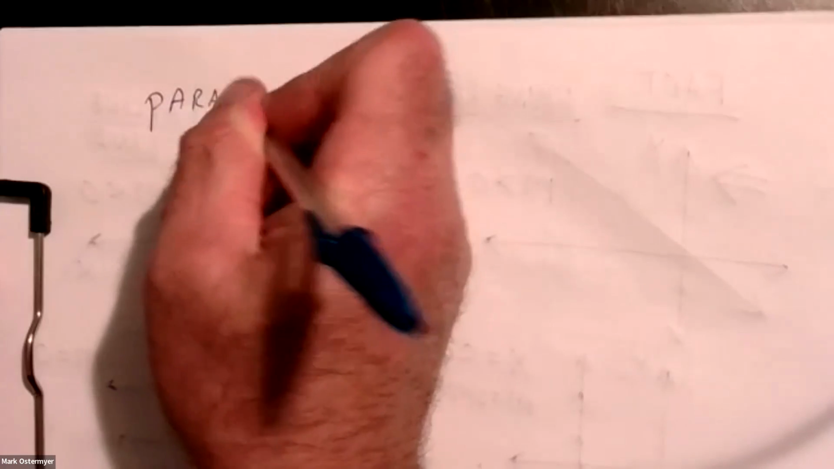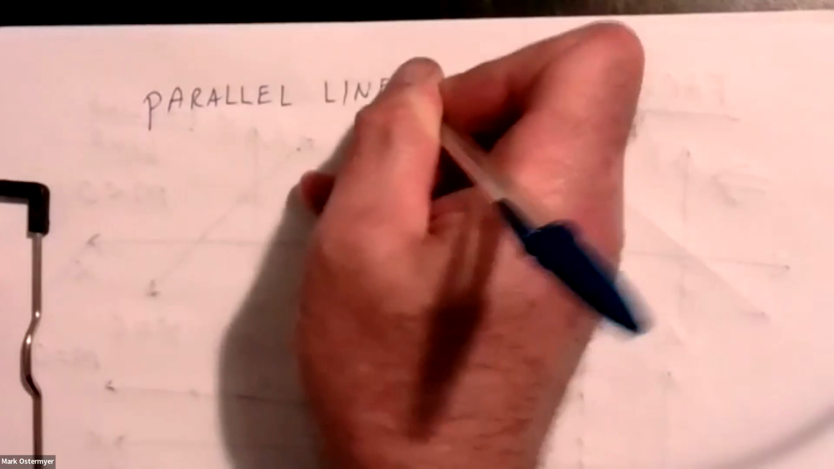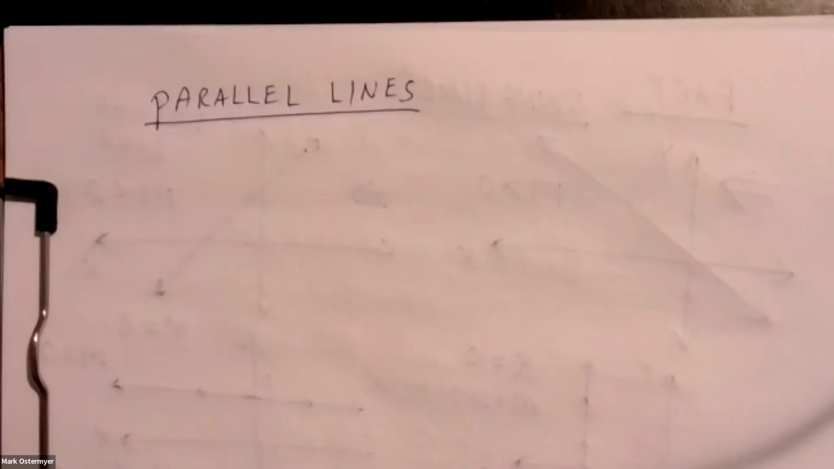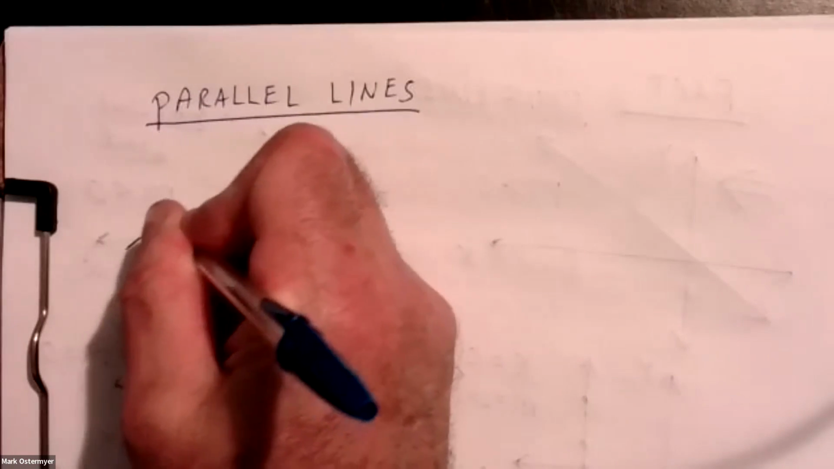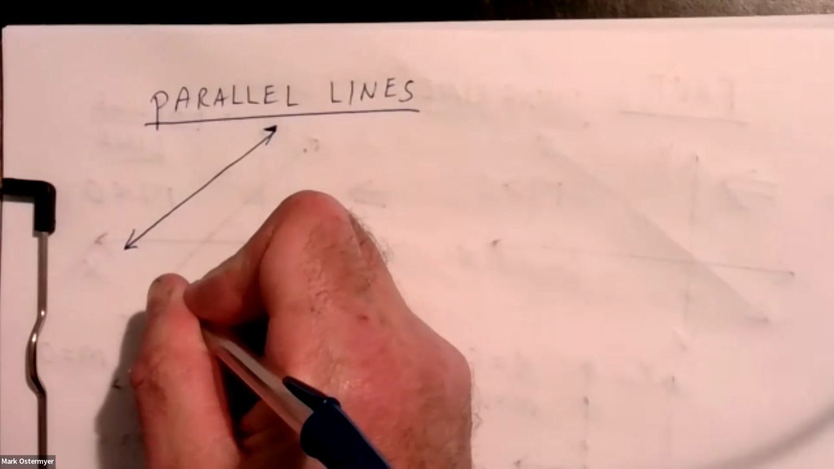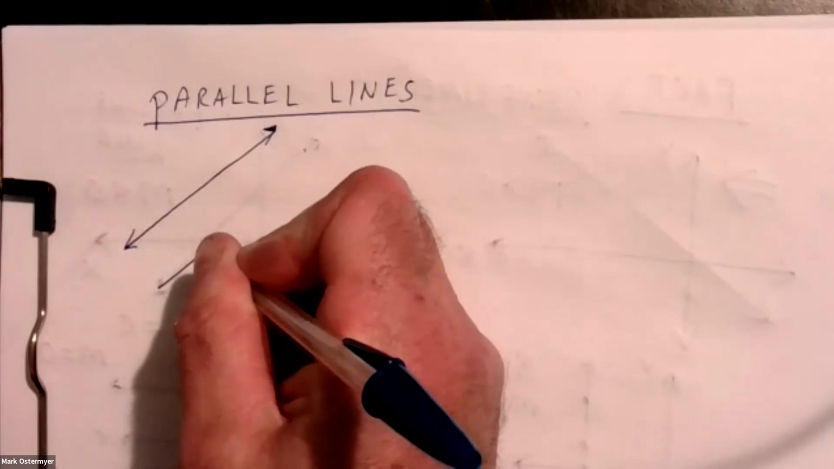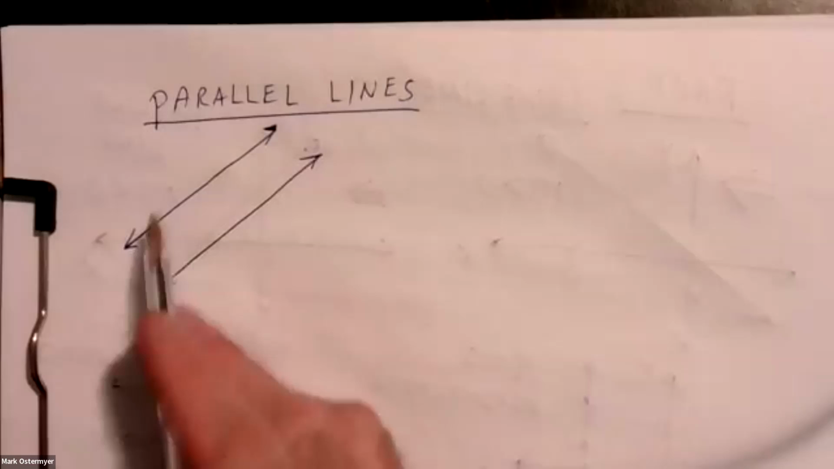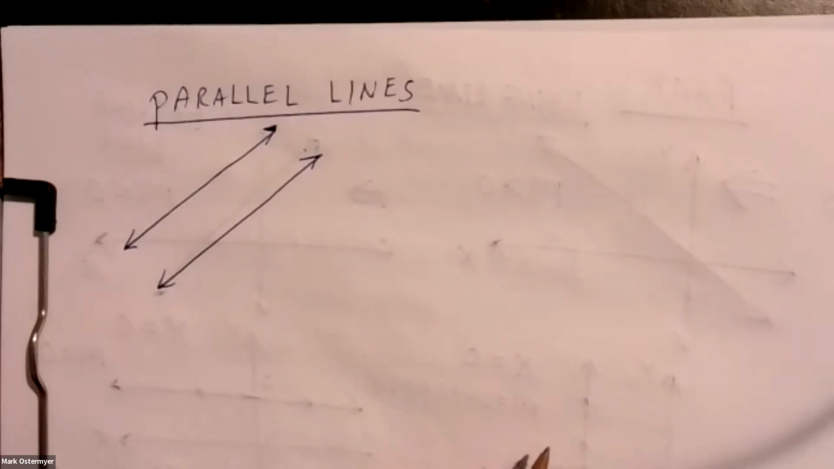Does anybody want to tell me what parallel lines are? We say two lines are parallel if what? Two lines that go in the same direction. Yes, they go in the same direction. In fact, not only do they go in the same direction, but they will never ever do what in the XY plane? They will never intersect, cross or intersect each other. They're called parallel lines.